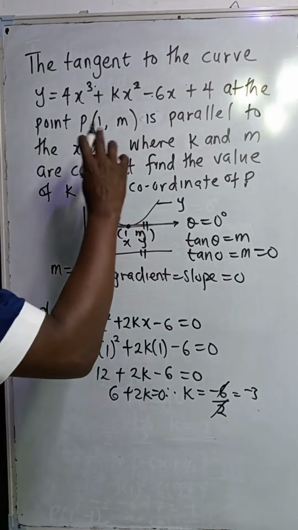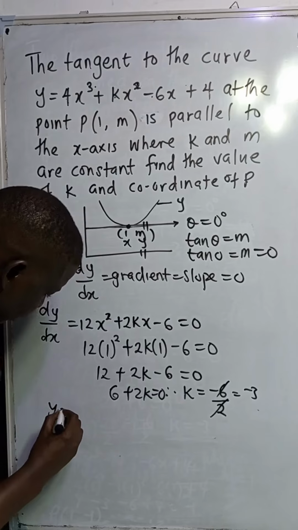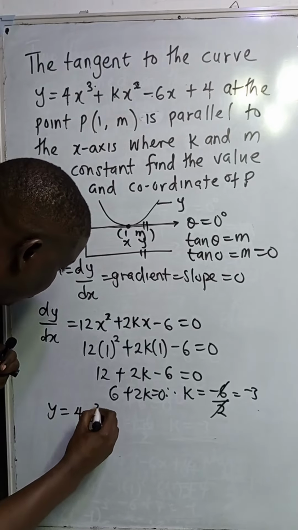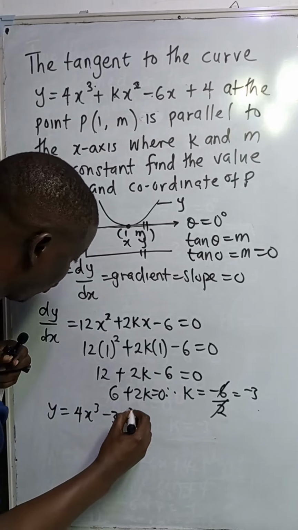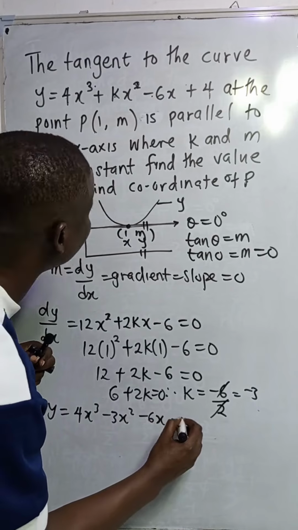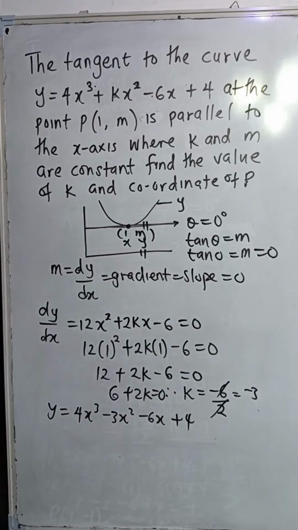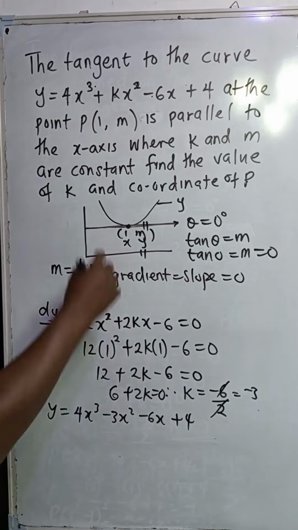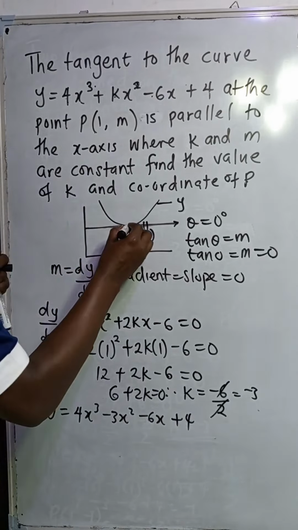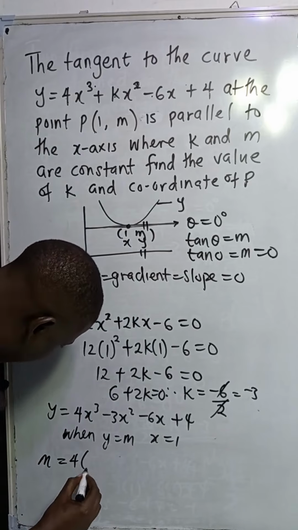Now, when you get your k, put it in the equation: 4x cubed minus 3x squared minus 6x plus 4. This becomes our main curve. Since it passes through this point, when y equals m, x is equal to 1 along that curve. This is the complete equation of the curve. So when y equals m, x equals 1.